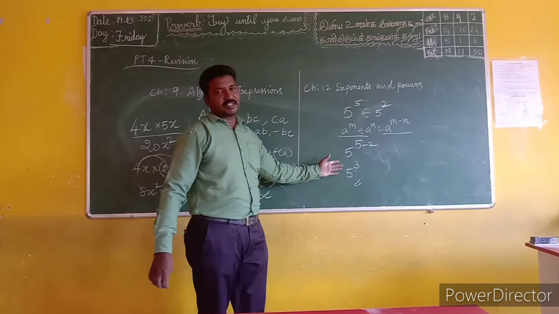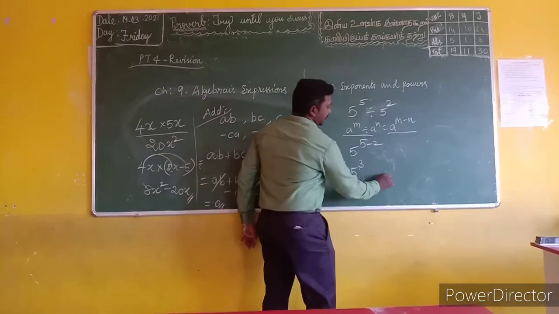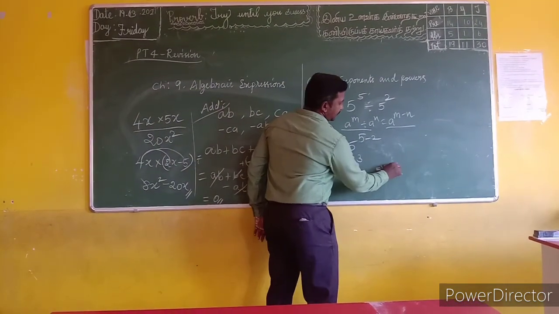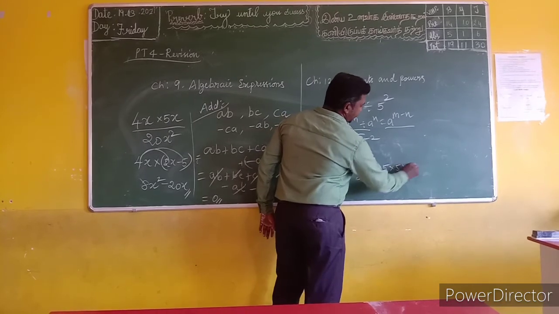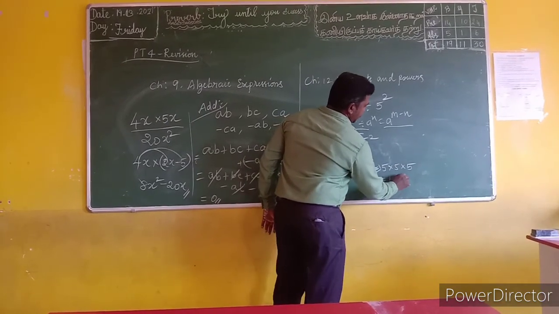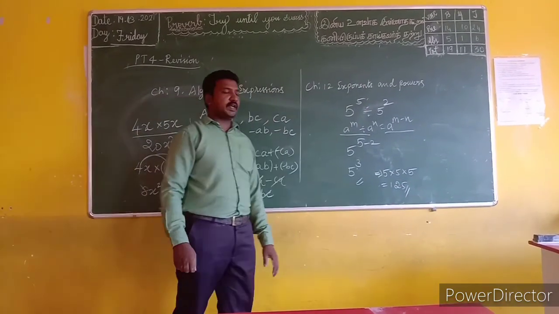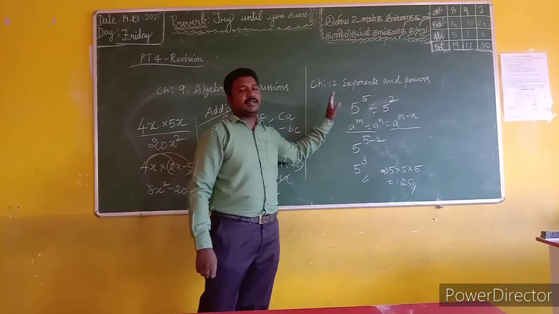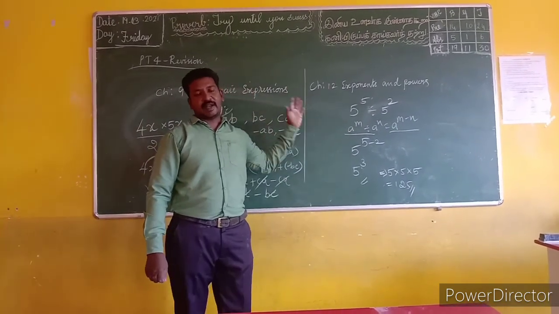Which when we are expanding, you can write it 5 into 5 into 5, that is 125. So like this you can use a formula and then you can get the exact answer.